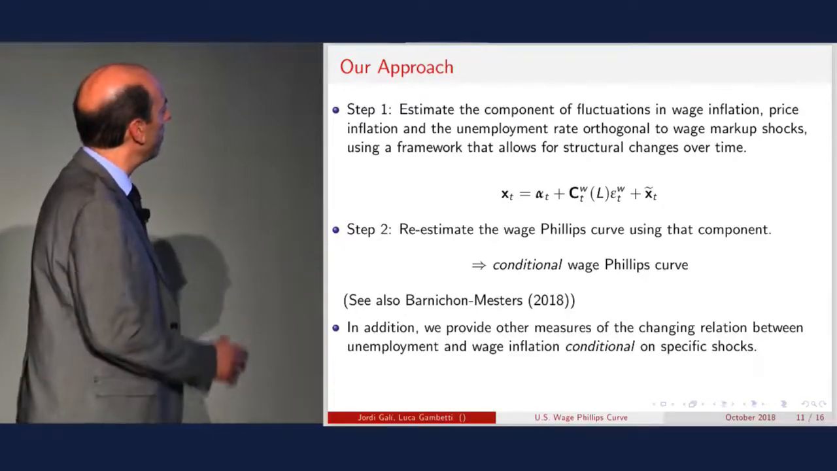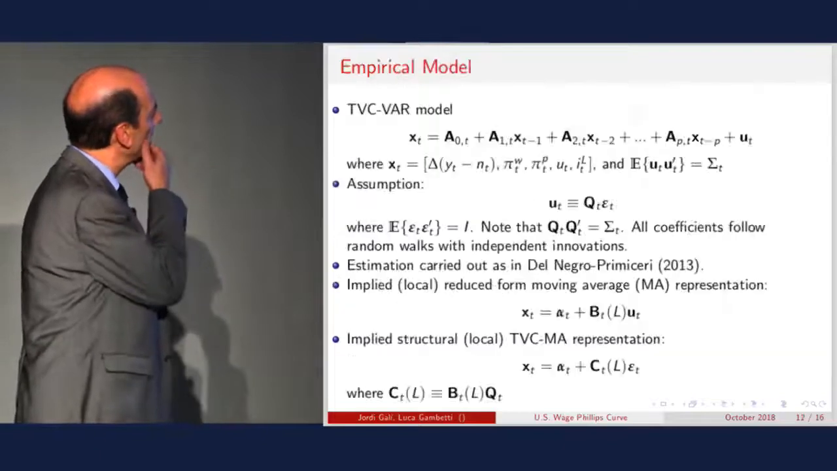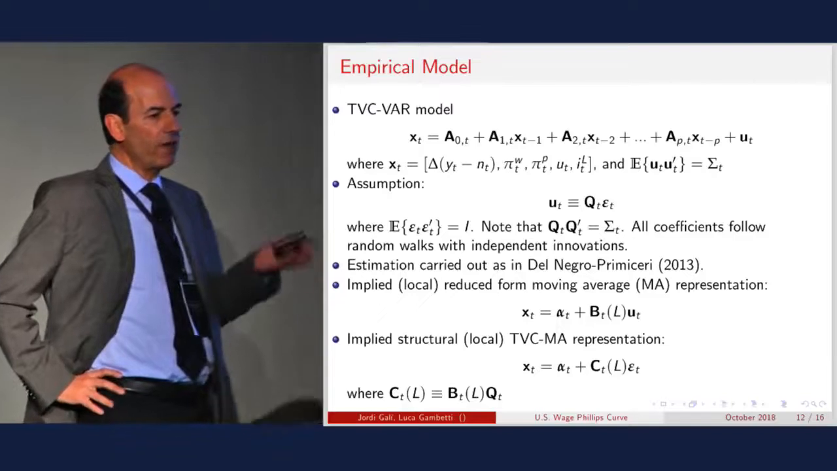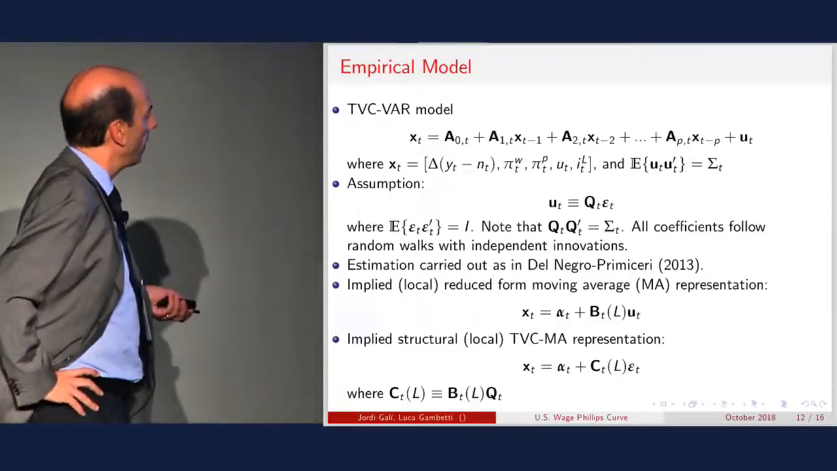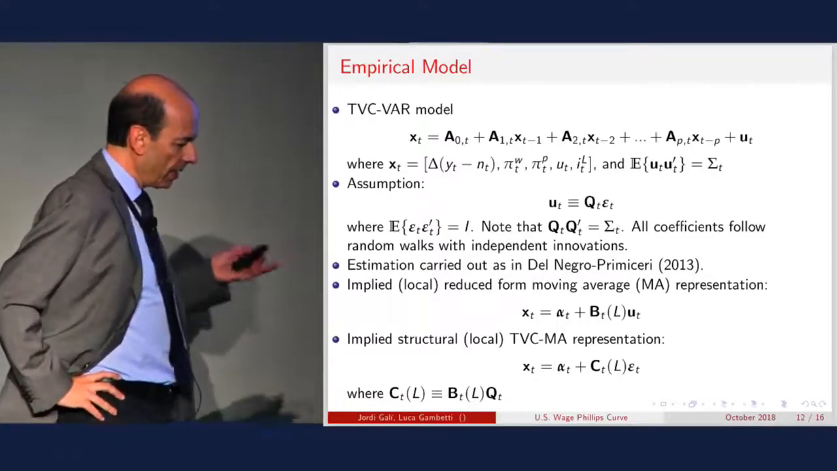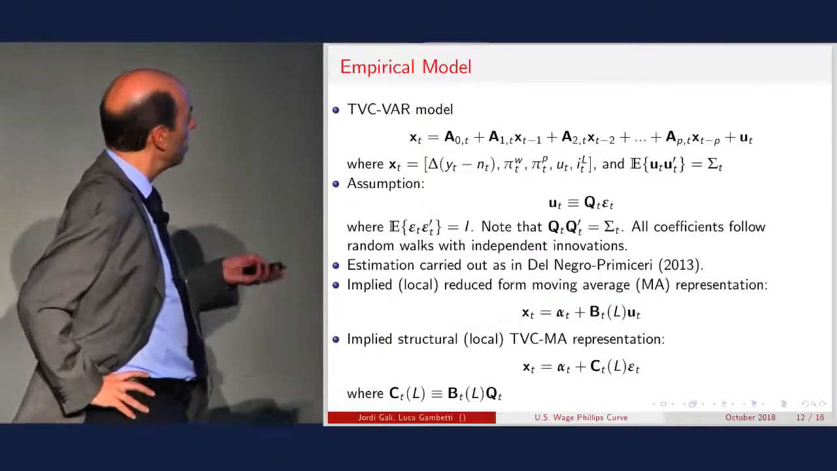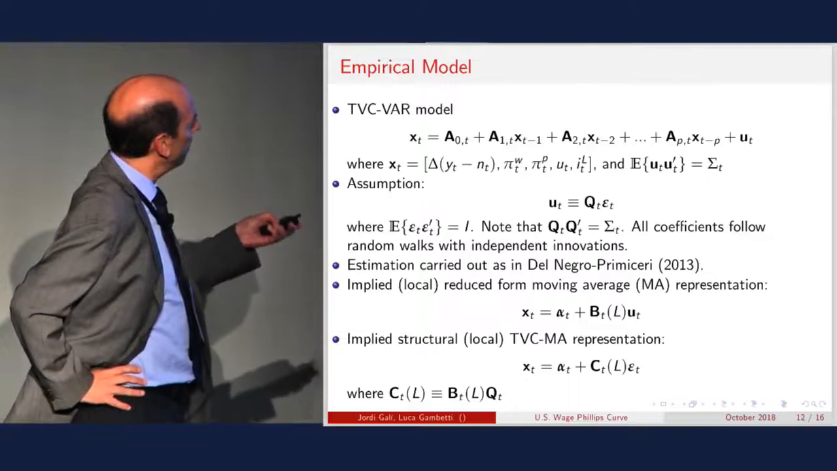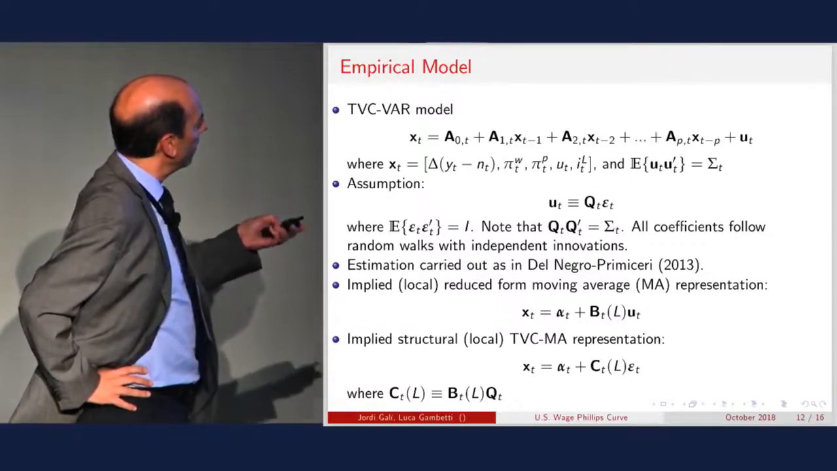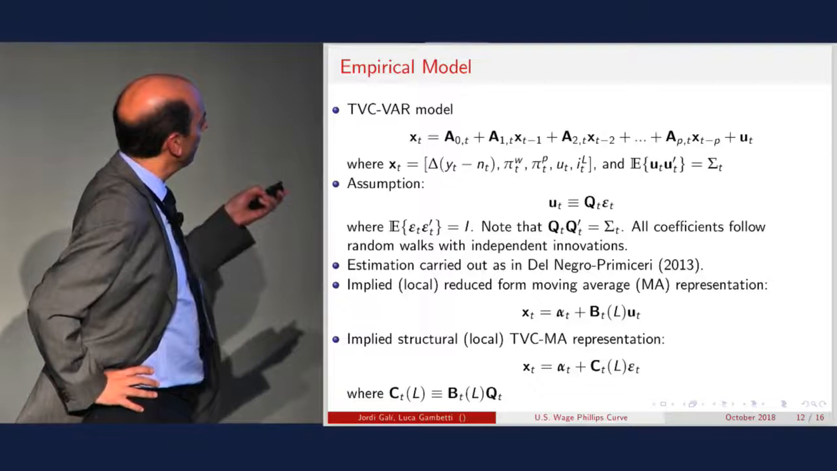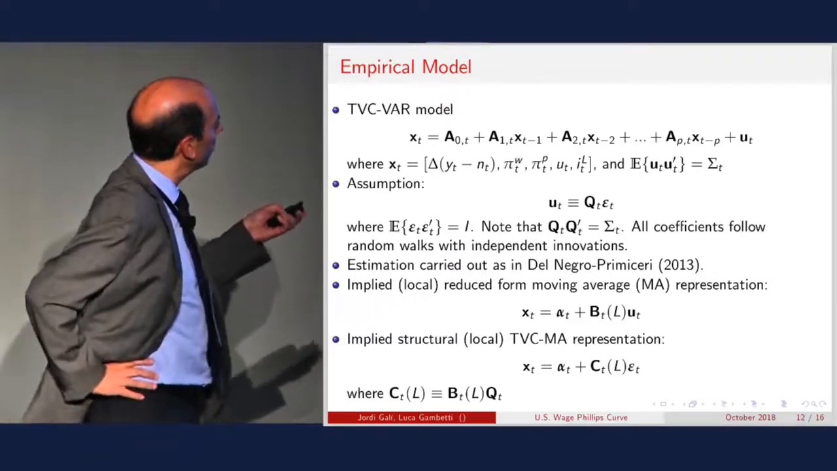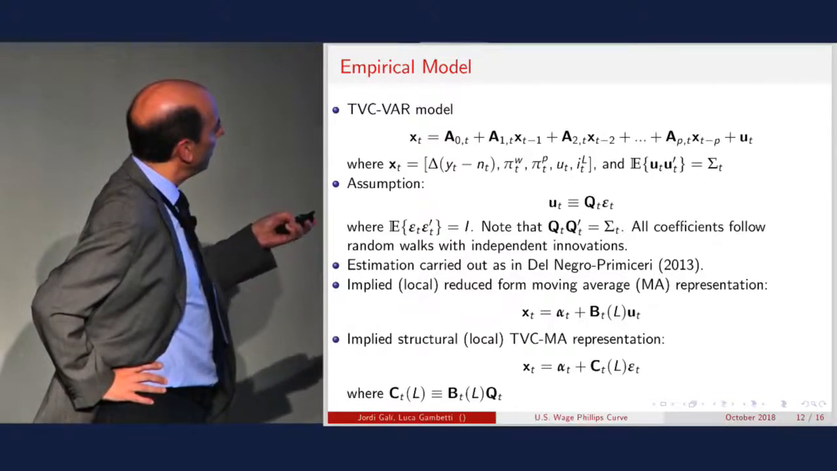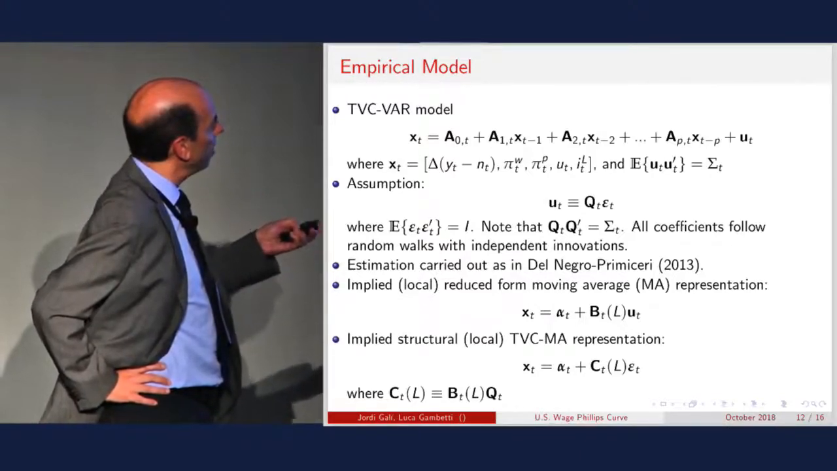Okay, so here is our empirical model very quickly and without getting into the details. It's a structural VAR model that allows for changes over time in all the coefficients. Okay, so this would be the reduced VAR. It takes this form of a standard reduced form VAR. This would be the innovations in the variables in X. What does X contain? It contains the first difference of the log of labor productivity, wage inflation, price inflation, the unemployment rate, and the long-term interest rate.